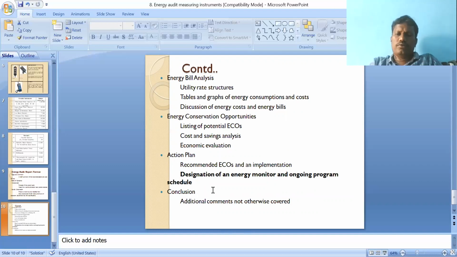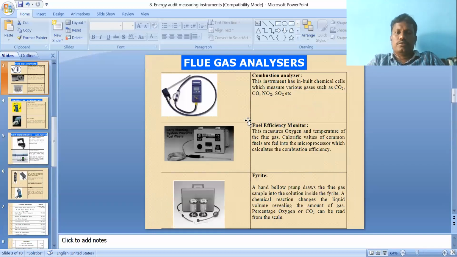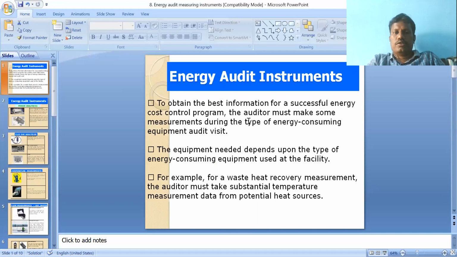So finally, you have to cover all the topics of this first chapter. Up to now we discussed so many topics, and finally we are discussing energy measuring instruments. These topics are covered by all these slides. Clear? Energy audit instruments. Okay, clear.